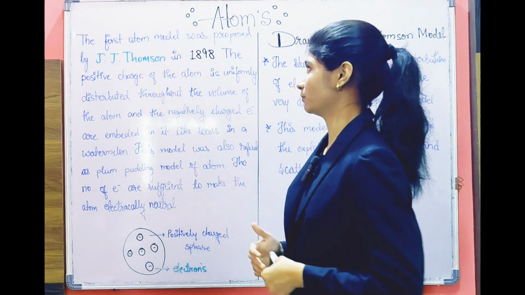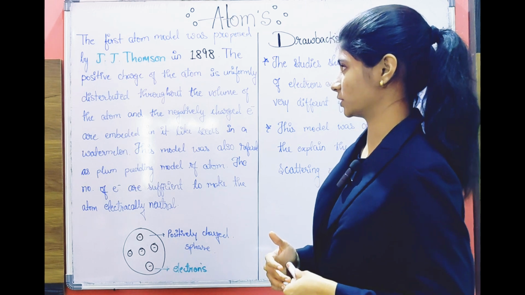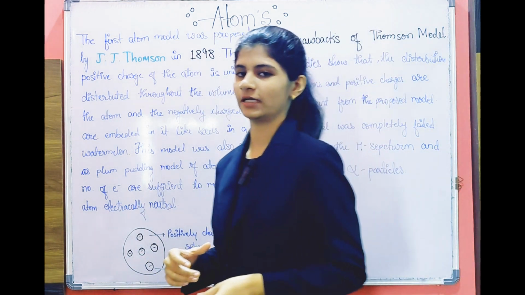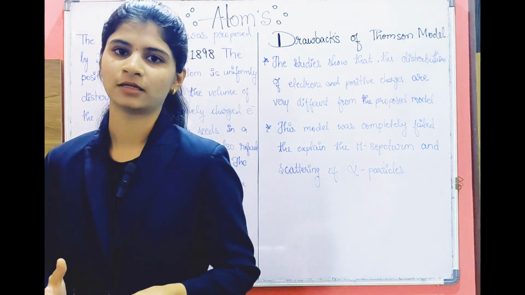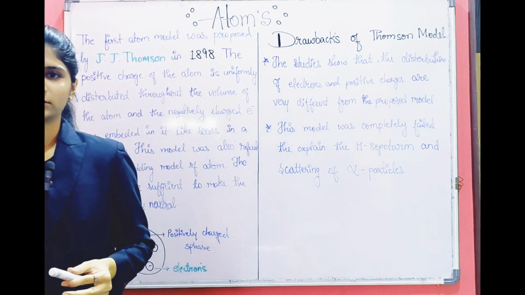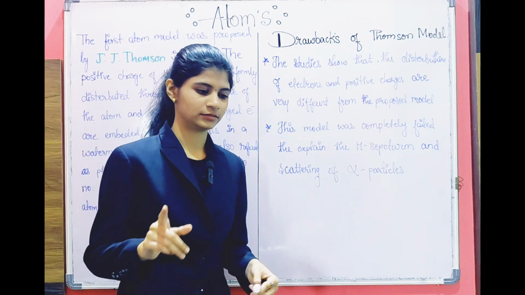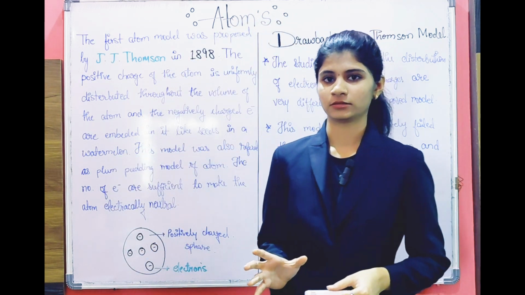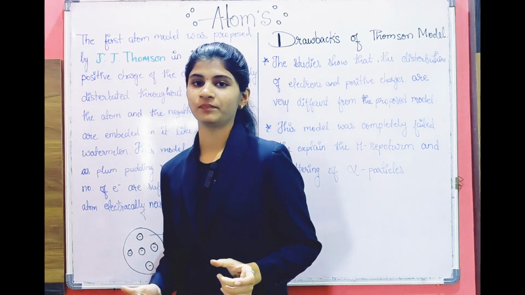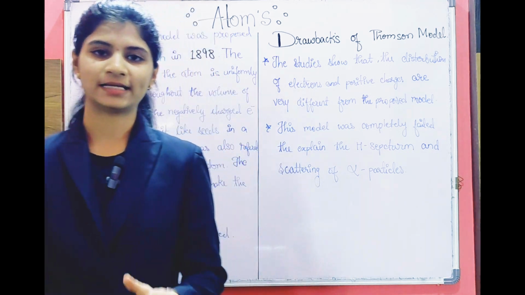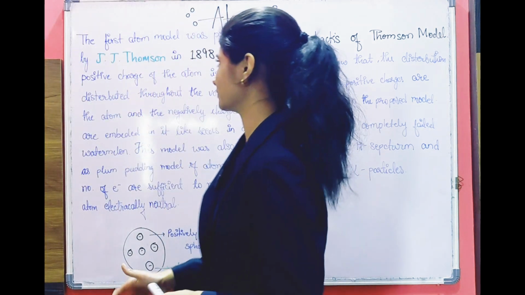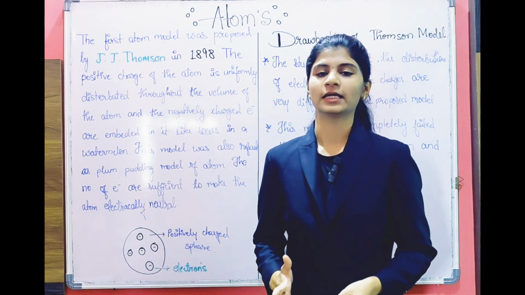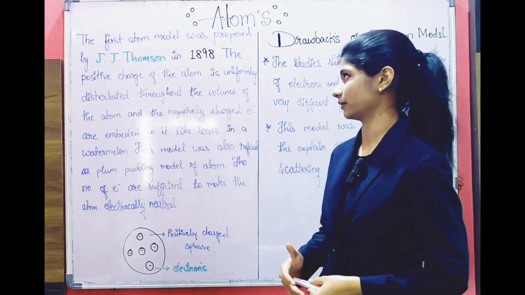The first atom model was proposed by J.J. Thomson in the year 1898. See, whenever you are considering a particular statement, the year should be mentioned, and specifically the author's name, the scientist's name. So the first atom model was proposed by J.J. Thomson in the year 1898.